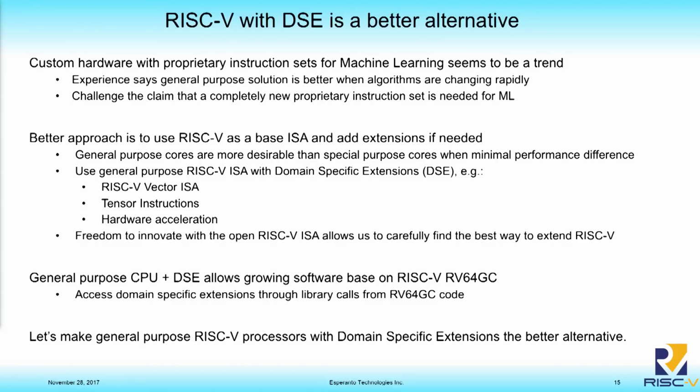And so we have time, and we're going to explore what are the right extensions to make for the high end. So generally, using a RISC-V CPU plus domain-specific extensions allows us to grow and utilize the common software base for applications, and then we can access those extensions through library calls or other mechanisms, but again, preserve the code portability and grow the software base for RISC-V. So in general, what we're attempting to do, and what we hope the rest of you do, is let's make RISC-V processors, potentially with domain-specific extensions, the better alternative to what anybody's doing on some other instruction set architecture.